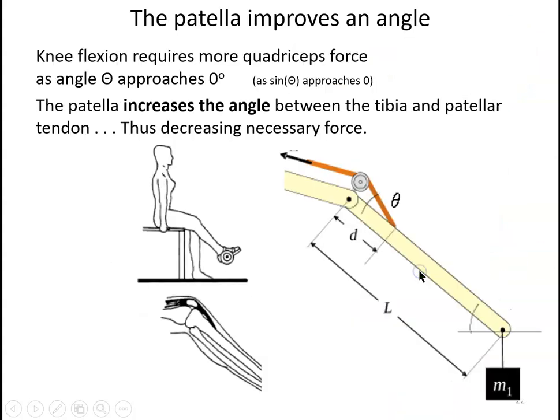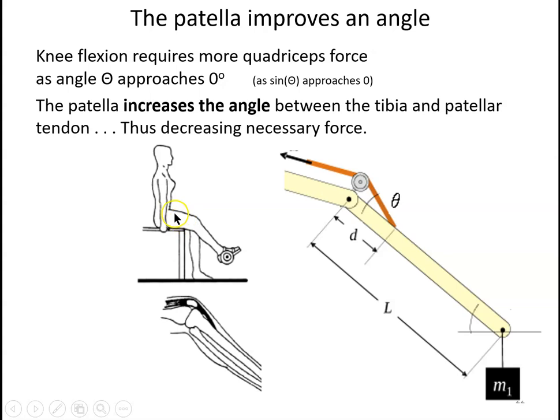Okay, patella. And again, the patella, its whole job is to keep the patellar tendon away from the bones to improve this angle. If you wanted to extend the knee and somehow you had a muscle here pulling on it, that muscle wouldn't have to be very strong.